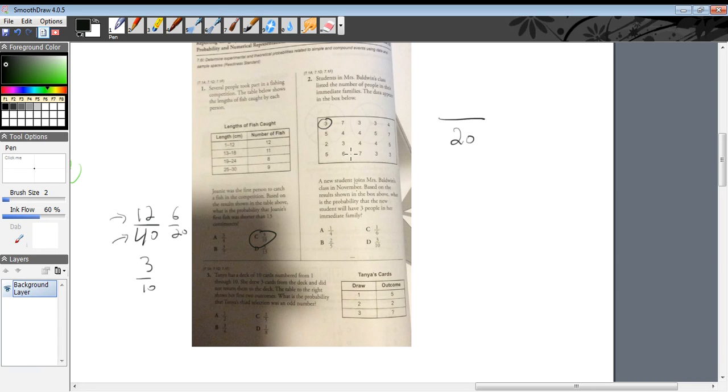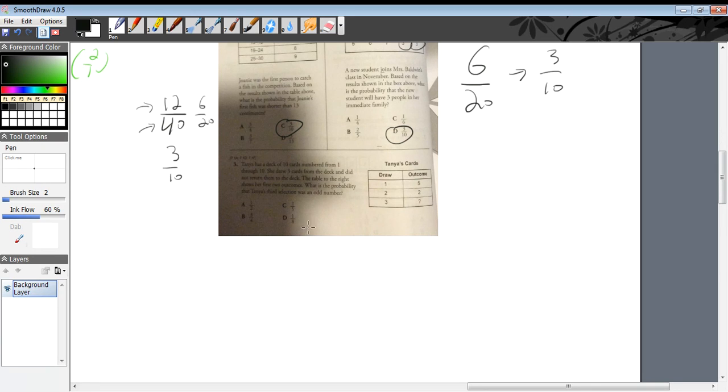And then how many have 3? Well, 1, 2, 3, 4, 5, 6, 7. Is that all? 1, 2, yes, 7. 7/20ths. What is the probability that a student will have 3 people in her immediate family? 7/20ths. Oh, I just counted wrong. 1, 2, 3, 4, 5, 6. Okay, sorry. Just testing you. 6/20ths, which reduces to 3/10. The answer is D.